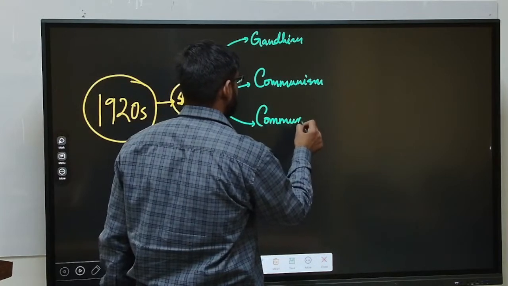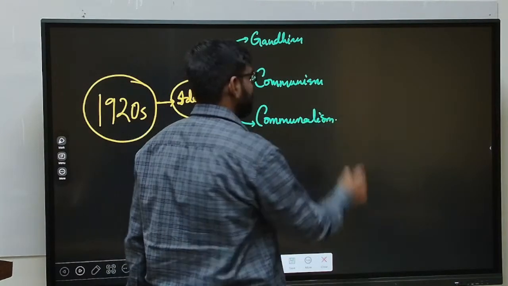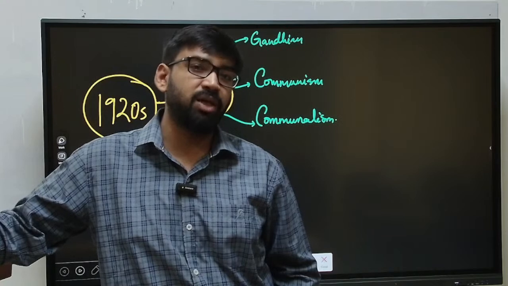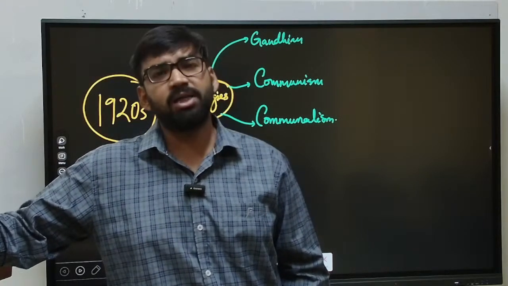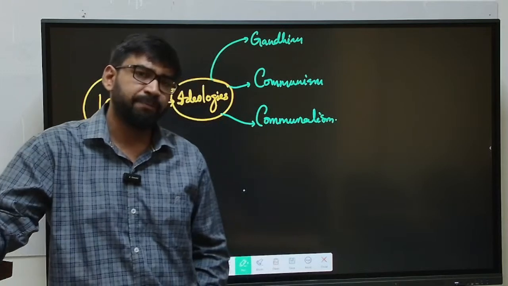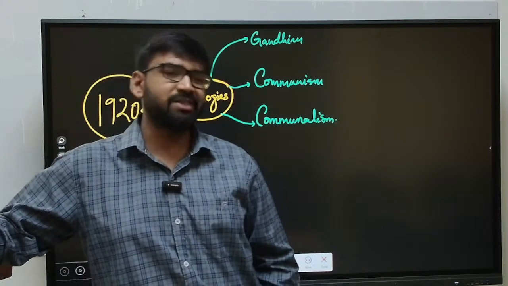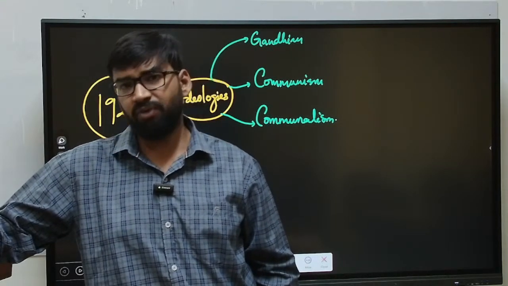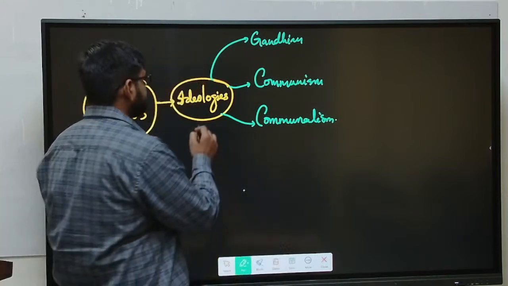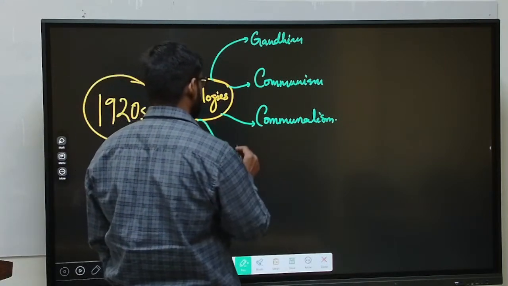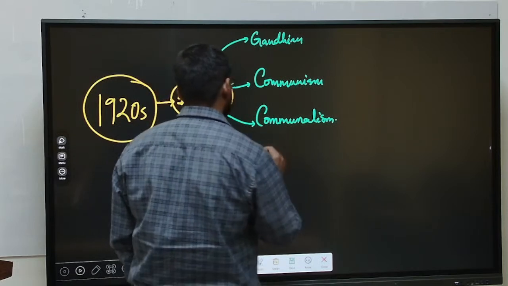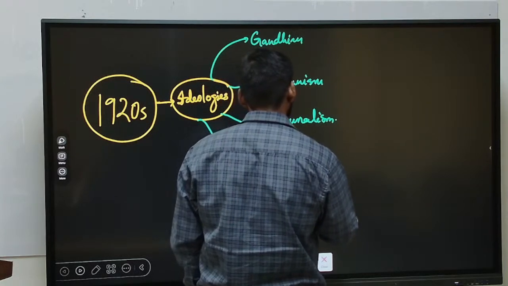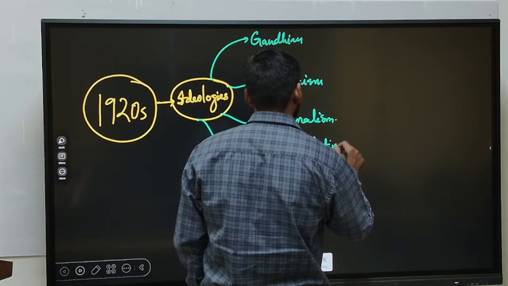Another ideology, that is communalism. Communalism in its rigorous form. Birth of various religious organizations and religious struggle was started. Hindu Mahasabha was established in 1915. Muslim League was already established in 1906 and birth of RSS in 1925. And then another ideology, that is revolutionary activities.